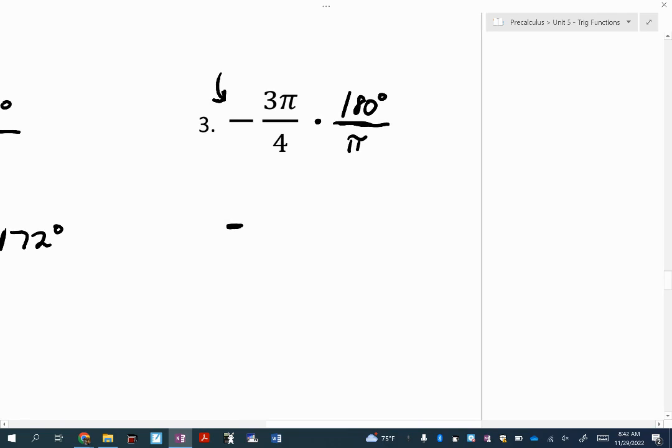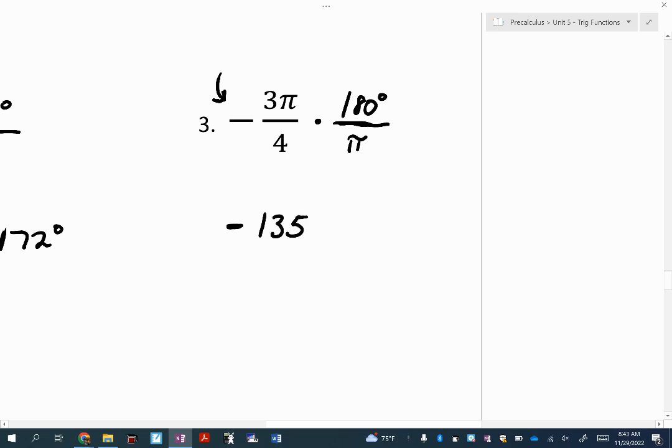So I have a negative, and then let's see if we can reduce this. 180 degrees, or 180 divided by 4. Looks like that's going to be 4 goes in 18 4 times. So 45. And then times 3, 45 times 3. Let's see, that's going to be 135.